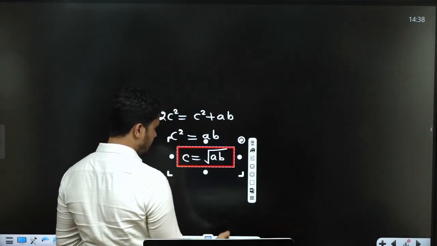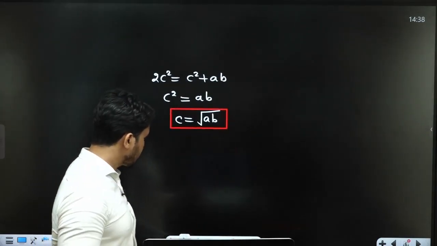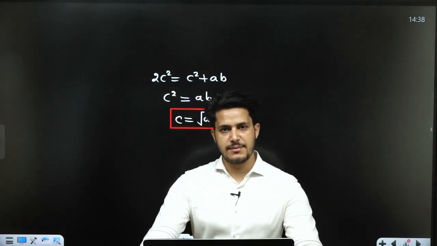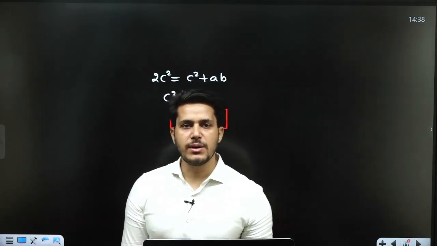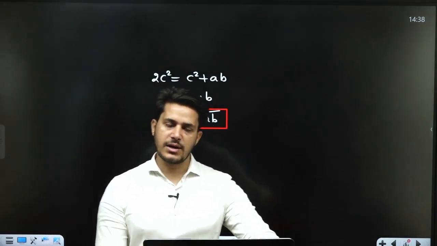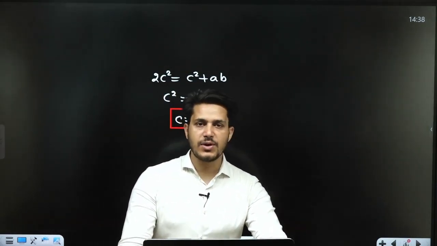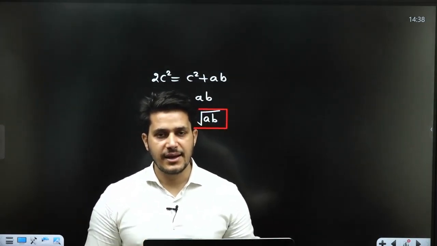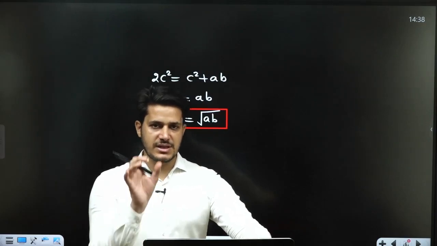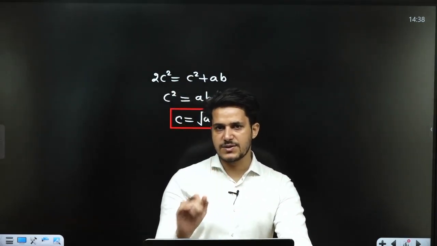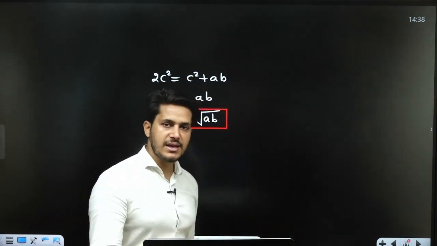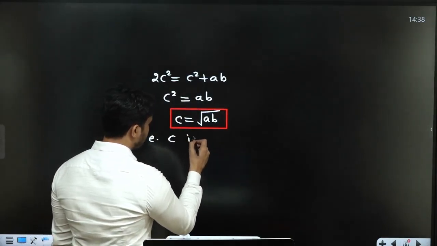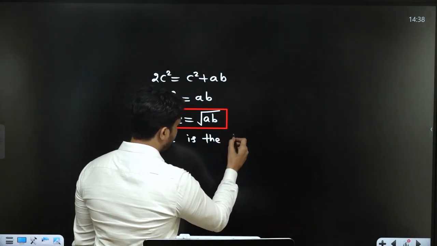This is square root of ab. It is called geometric mean, GM, of the numbers a and b, and mean of any two numbers, either it may be arithmetic or it may be geometric or harmonic. Every type of mean lies in between the numbers. जो मध्य होता है, mean in between the numbers होता है. It means this is geometric mean. That is, c is the geometric mean.